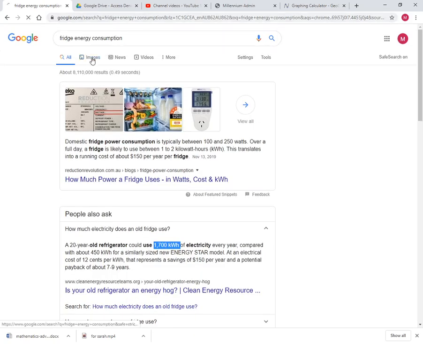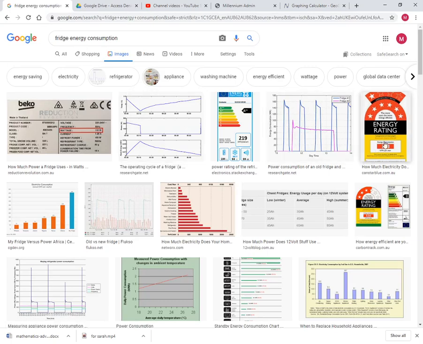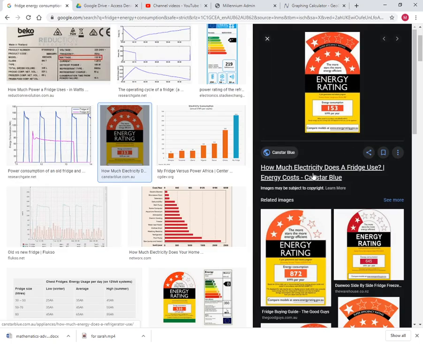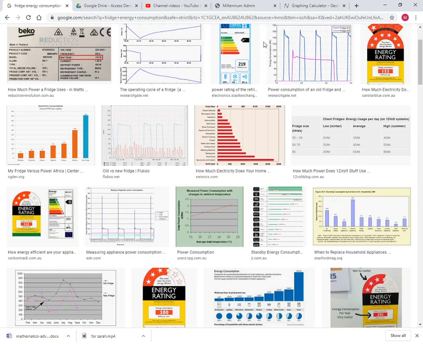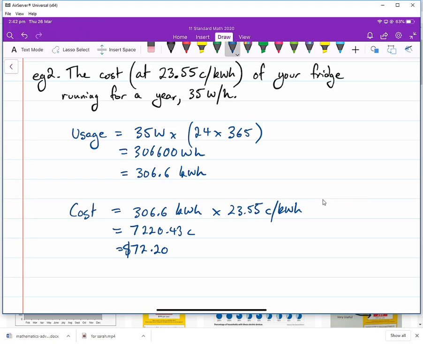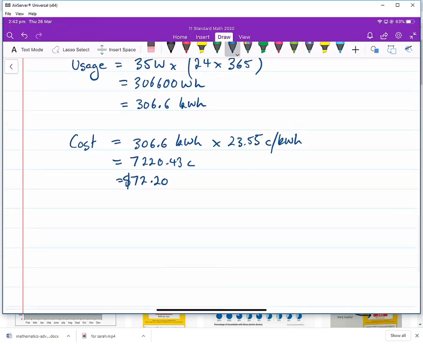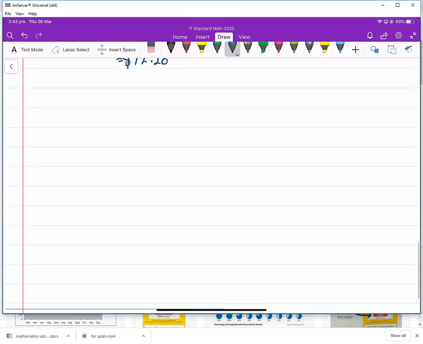Okay, if I look at images, I hopefully will get an energy rating. Here's a cheaper fridge, 153 kilowatt hours per year. Now, I don't know what fridge that actually is. It might be a smaller one, but the idea is sometimes people will upgrade their fridge, not because they particularly need a new fridge, but because the cost of running the old fridge costs a lot more than the new one. And we could actually do a graph of this.